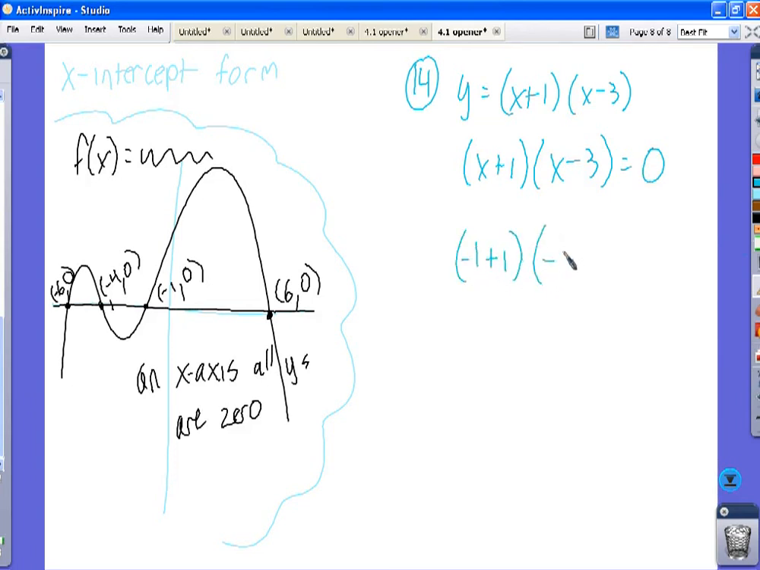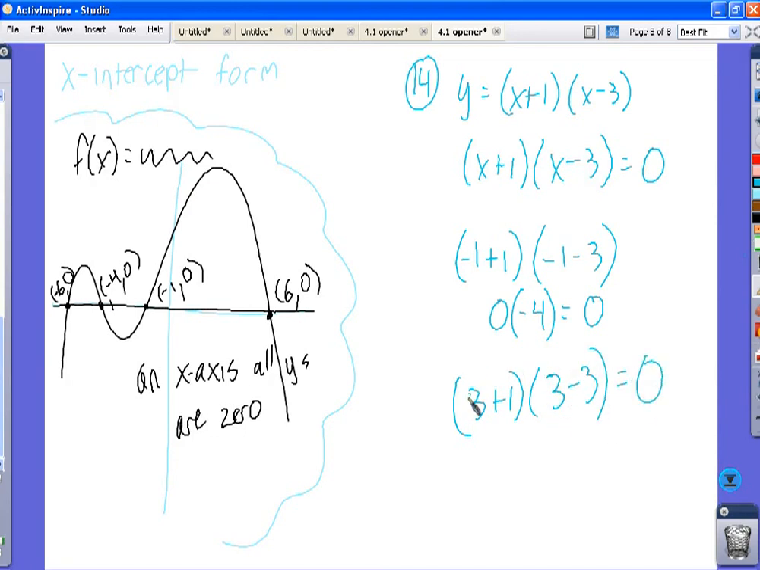If you put in -1, you'll get -1 plus 1 times -1 minus 3. Well, -1 plus 1 is 0 times, does it even matter what I put in these parentheses? It could be -4, which it is. It could be 17, it could be 1,000,000. If I multiply it by 0, what do I get? 0. Likewise, if we put in a 3, we get 3 plus 1 times 3 minus 3. It's got to be 0, because this is 0, and 0 times anything is 0. So x equals -1, and x equals 3 are two places we will find on the graph.